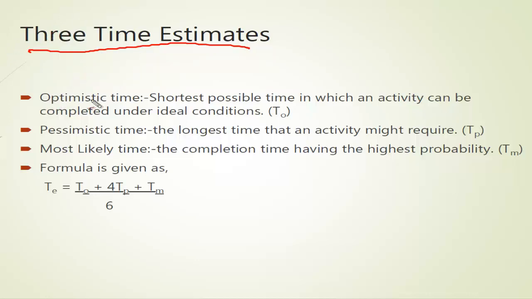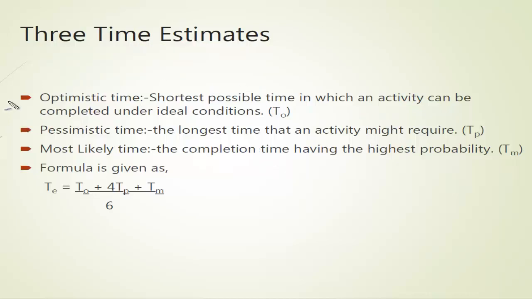One is the optimistic time, called TO, the pessimistic time, TP, and the most likely time. The optimistic time is the best time, the shortest possible time in which the activity can be completed. The pessimistic time is a worst-case scenario, the longest time possible taken for the activity. And then there is the most likely time, which is a kind of real or average case, which has the highest probability of being the time to complete the activity.